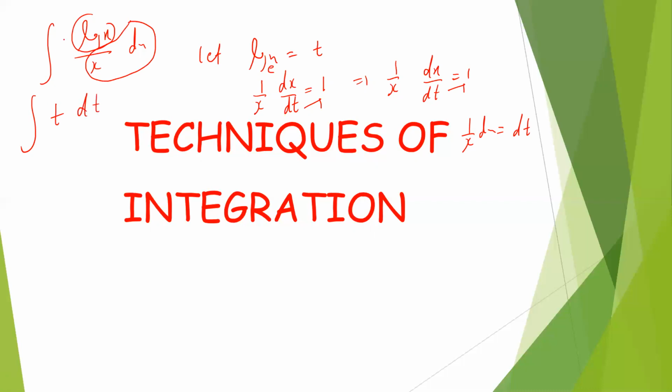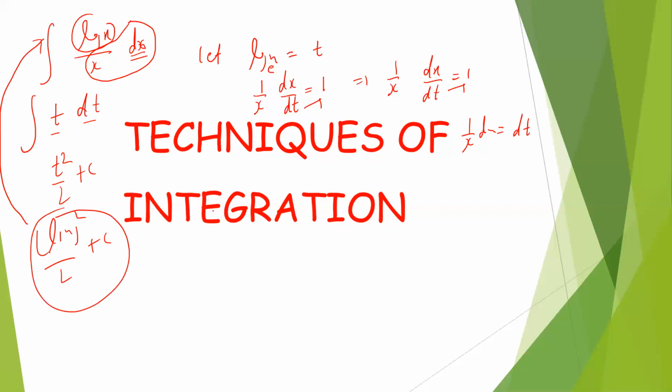So we have converted the variable of integration. Earlier the variable of integration was x. Now the variable of integration is t. Now what is the integration of t? That is t square by 2. Put the value of t: log x whole square by 2 plus c. And you can cross check this also. How can you cross check? Differentiate this and you must get the original function back. This method is called integration by substitution. Clear? See one more example.